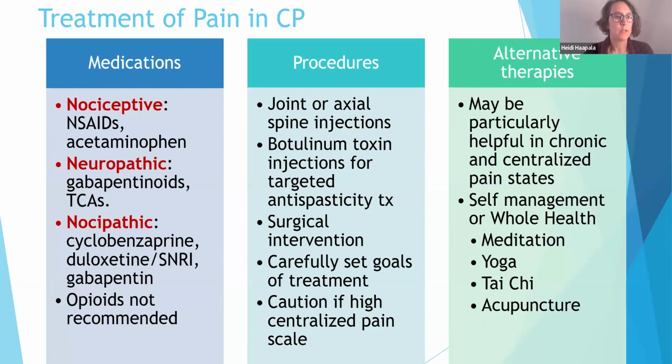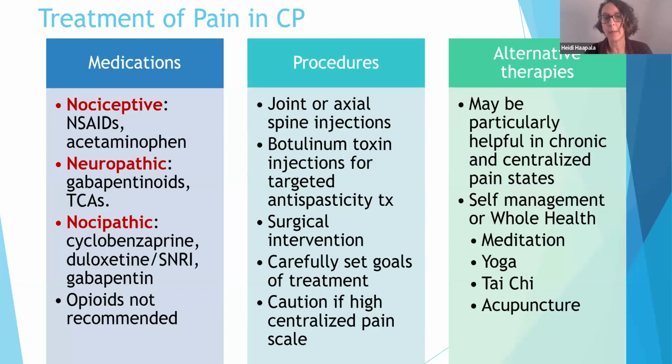Nociplastic pain, there's a different type of medications that we use, and some of these medications were originally developed for other conditions like nerve pain or mood disorders. So cyclobenzaprine or Flexeril is sometimes helpful. Duloxetine is another common one that we use, and then gabapentin or pregabalin. And importantly, we do not recommend opioids for nociplastic pain. And we'll go over that a little more in the next slide.